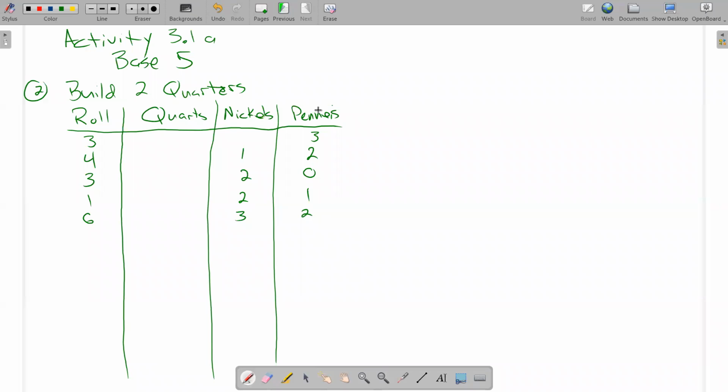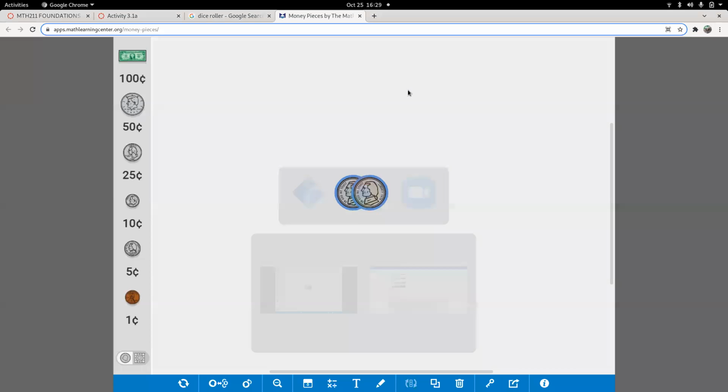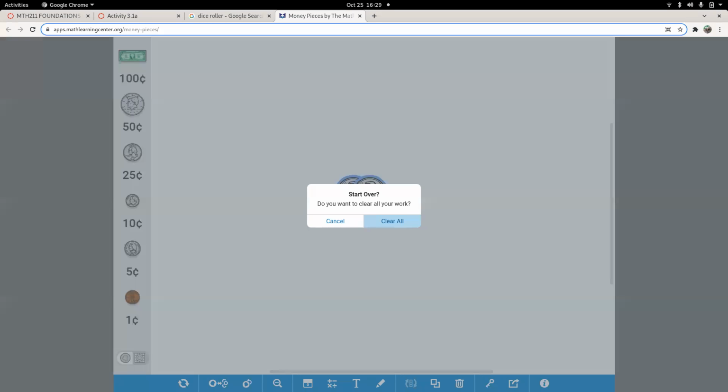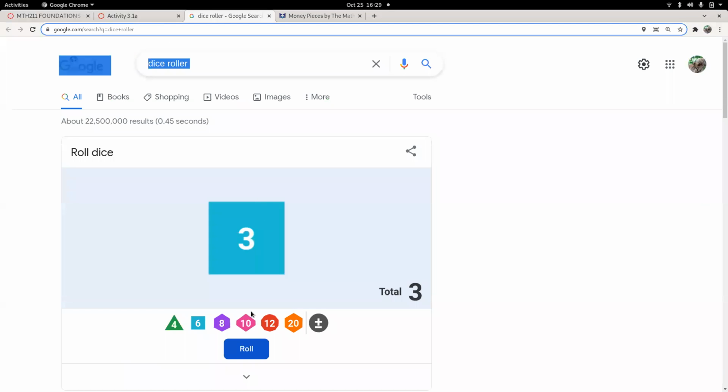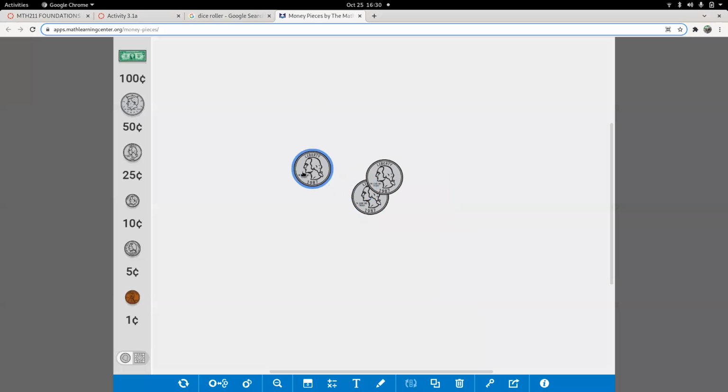The other version of this is we go backwards, where we start with 3 quarters and we roll our way down. So I'm going to start with either 3 real quarters or 3 fake quarters, and then I'm going to roll the dice and see what happens. I got a 5. So then I got to make change. So I got to take one of these quarters here and I got to break it down.